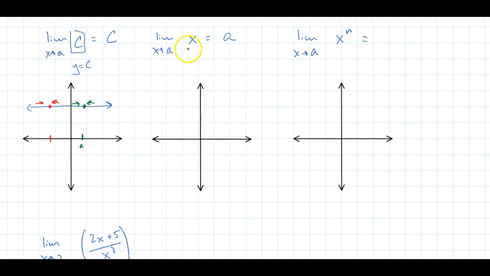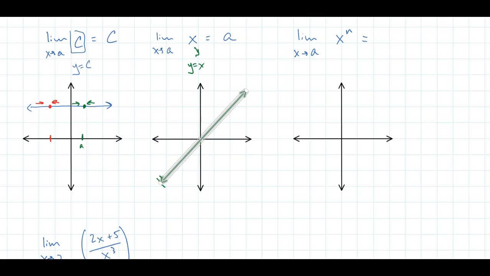The limit as x approaches a of x is equal to a. In this case, your equation is y equals x, and we know what that graph looks like. That's a nice graph that comes right through with a slope of 1 passing through the origin. Let me see if I can pass it through the origin, though. With a slope of 1.